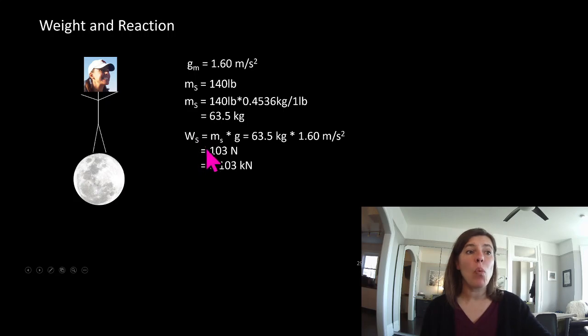But now my weight is mass times acceleration, and the acceleration on the moon is 1.6 meters per second squared, which makes my weight 103 newtons, or 0.103 kilonewtons. So that's why you feel lighter on the moon. Not that we've experienced it, but that's why people will feel lighter on the moon.